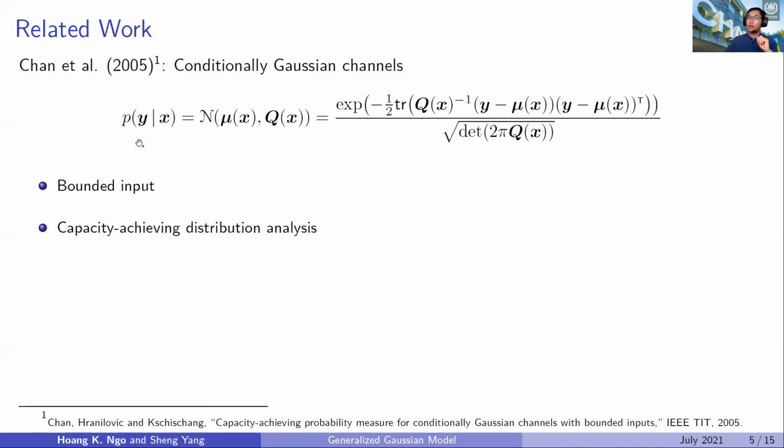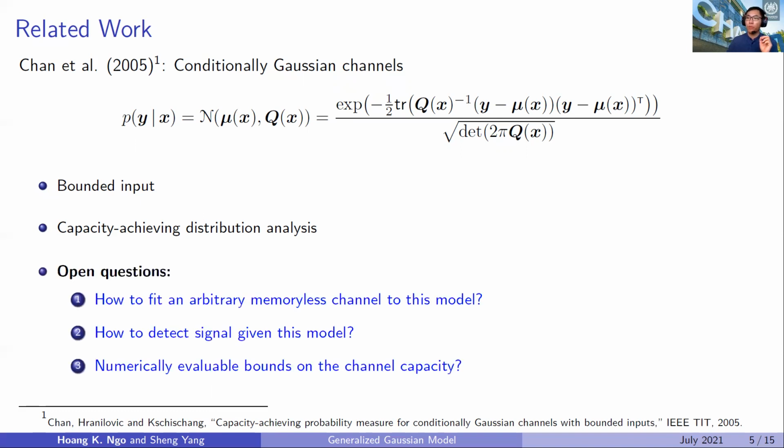This model is considered under the name of conditionally Gaussian channels, and the authors focus on the bounded input assumptions, such as when we have a maximum power constraint, and they focus on the problem of characterizing the capacity achieving distribution. However, there are still some open questions that have not been answered in that work.